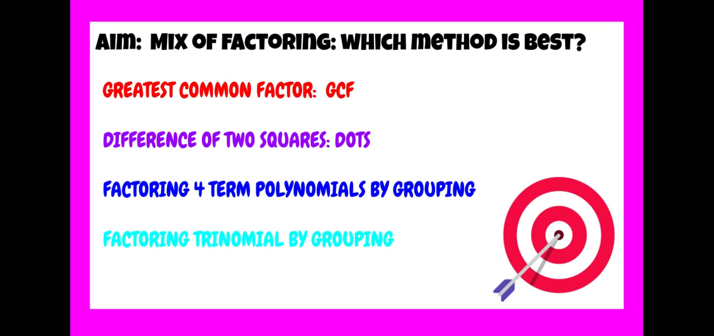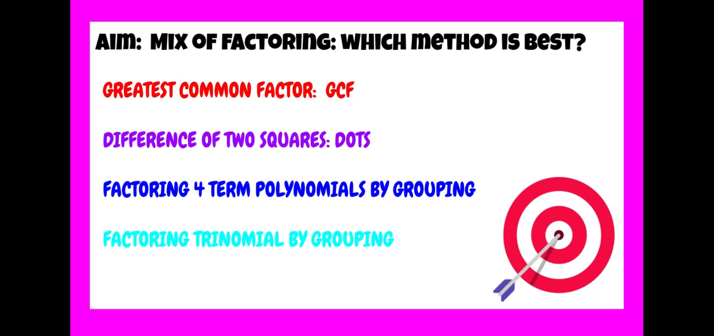Hey guys, so what we're going to be doing today is mixing up factoring. This is the hardest part of factoring: being able to determine which method we need to use. So that's why we do one day of just mixing it up. I'm going to lead you through the first four, and then you're going to have to do the next eight on your own, and then send me a picture of your work. So let's just review the four that we've talked about so far.